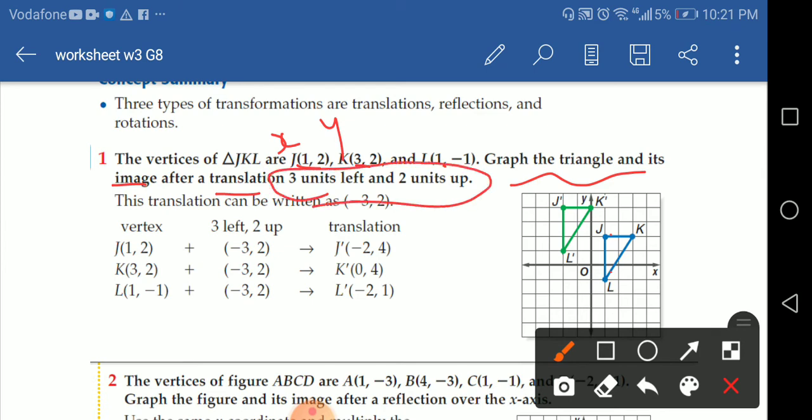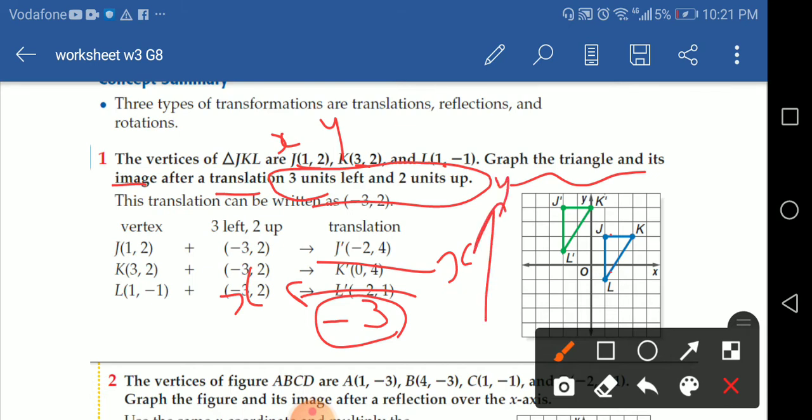3 units left. This means what? On the x-axis or on the y-axis? Left or right, on the x-axis. So left here, negative what? Negative 3. And up or down: 2 units up. Up or down on what? On the y-axis. Up means plus 2. So it will be x minus 3, y plus 2.